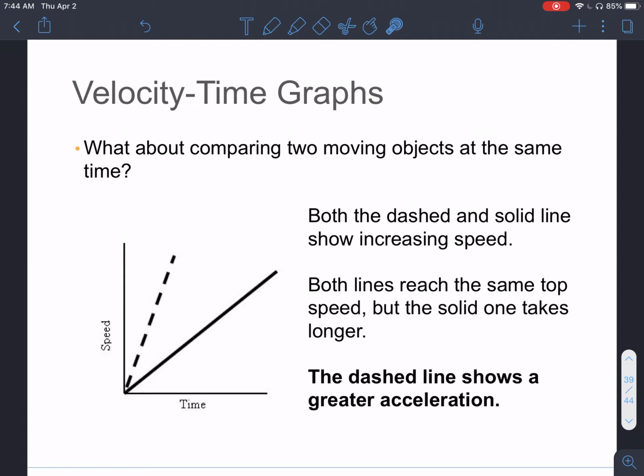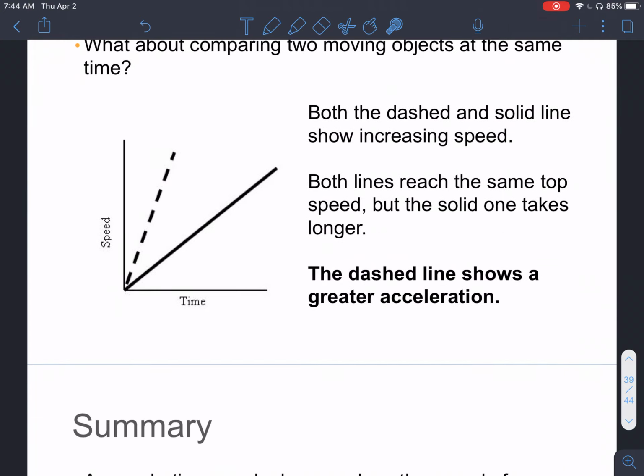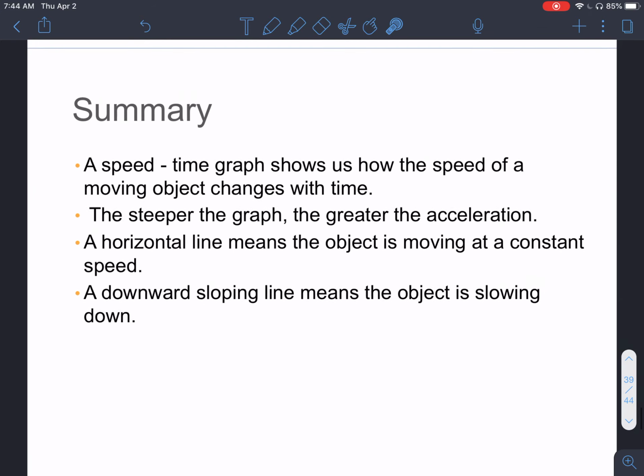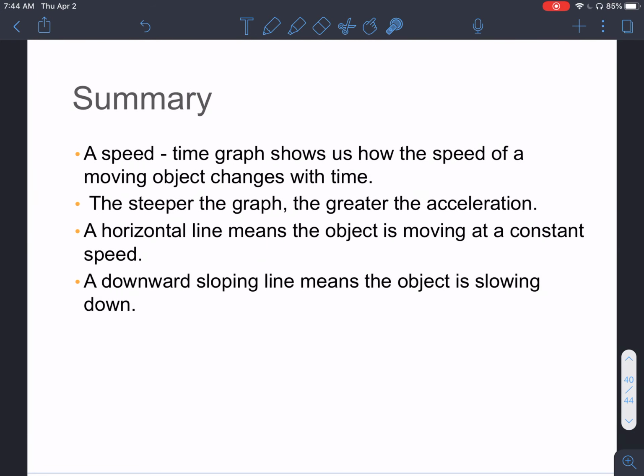All right, and comparing a greater acceleration to a smaller acceleration, this is what the graphs would look like. So the dotted line, an object is moving faster or greater accelerated. All right, another summary. If you guys want to read through this, go ahead and pause the video before we move on.